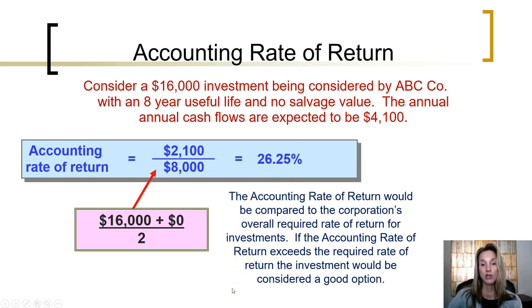This accounting rate of return would then be compared to the corporation's overall required rate of return for investments that it gets involved with. It's sometimes also known as the hurdle rate. If the calculated accounting rate of return exceeds the required rate of return, the investment would be considered a good option.